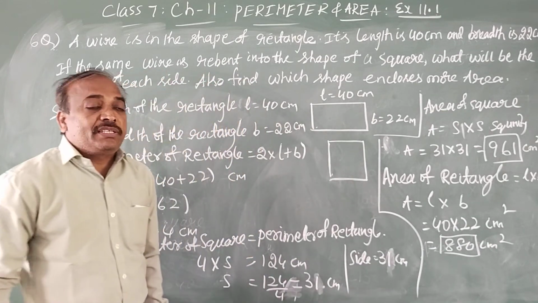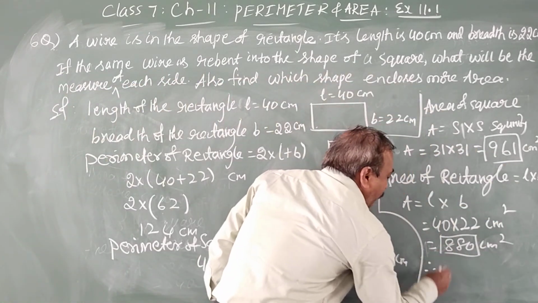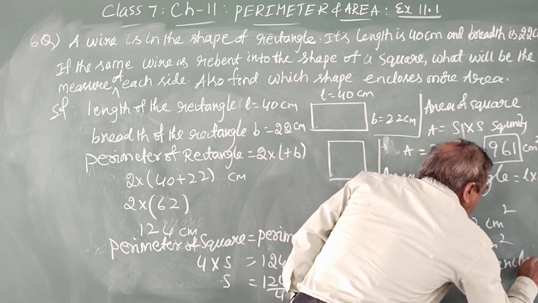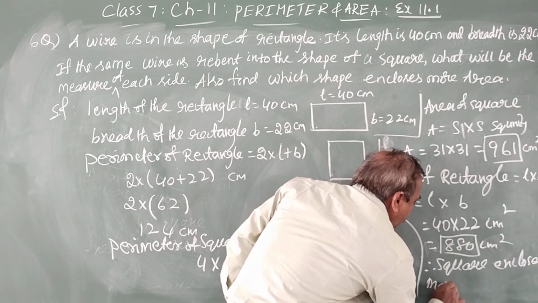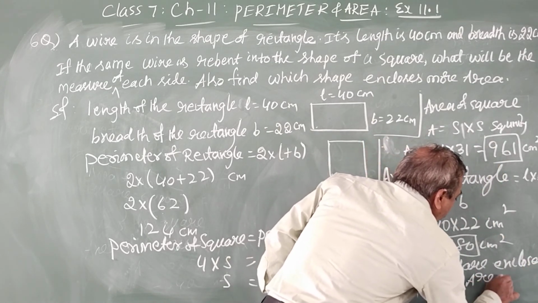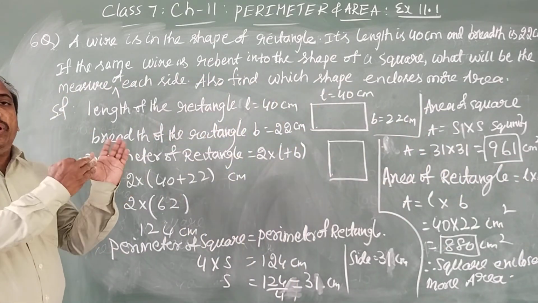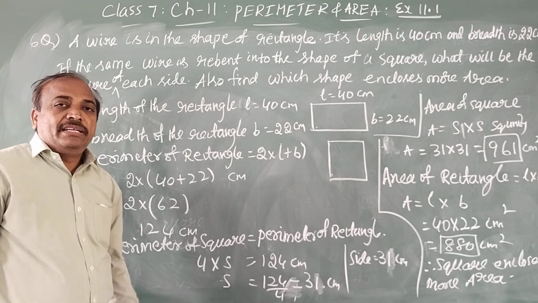Which one will enclose more area? Square encloses more area. Therefore, square encloses more area. I hope you understood how it is rebent from a rectangular shape to the square. Is it clear?